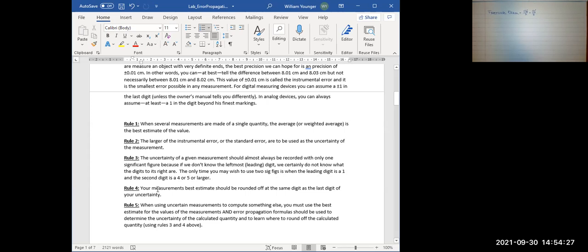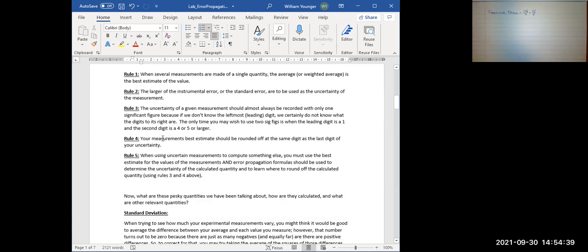Rule 4, your measurement's best estimate should be rounded off to the same digit as the last digit of your uncertainty. So if you use 2 digits, you're going to round it off to that place. If you use 1 digit, you're going to round it off to that place. And then finally, when you're using uncertain measurements to compute something else, you must use the best estimate for the values of the measurements, and error propagation formulas should be used to determine the uncertainty of the calculated quantity and to learn where to round off the calculated quantity using rules 3 and 4 above.